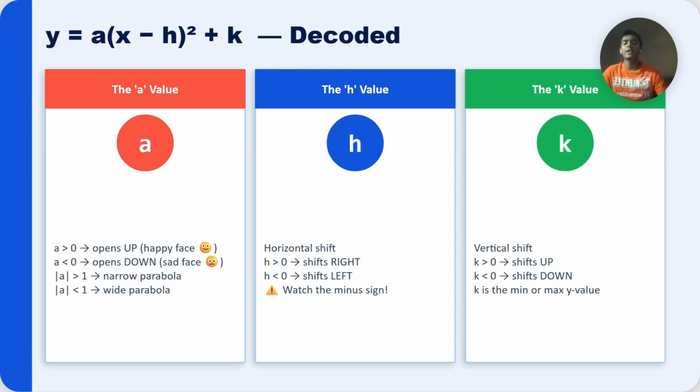The k value shifts up or down, and is also the minimum value of y if the parabola opens up, or the maximum if it opens down. Together, (h, k) is the vertex, the peak or valley of the parabola. That's the basketball's highest point.